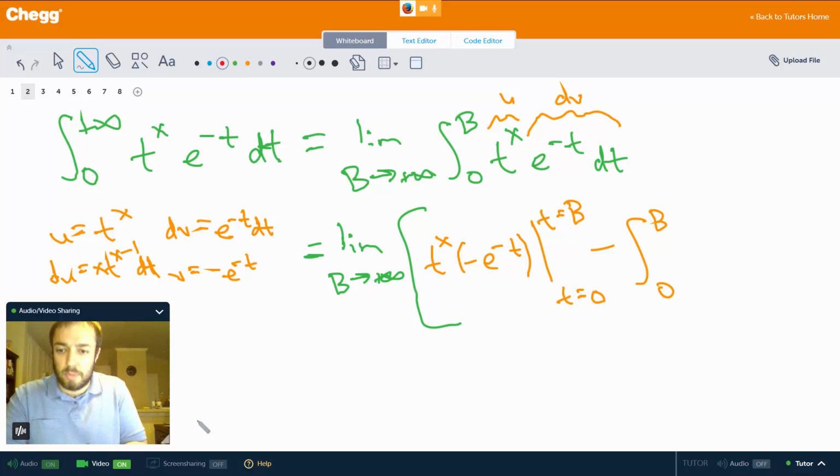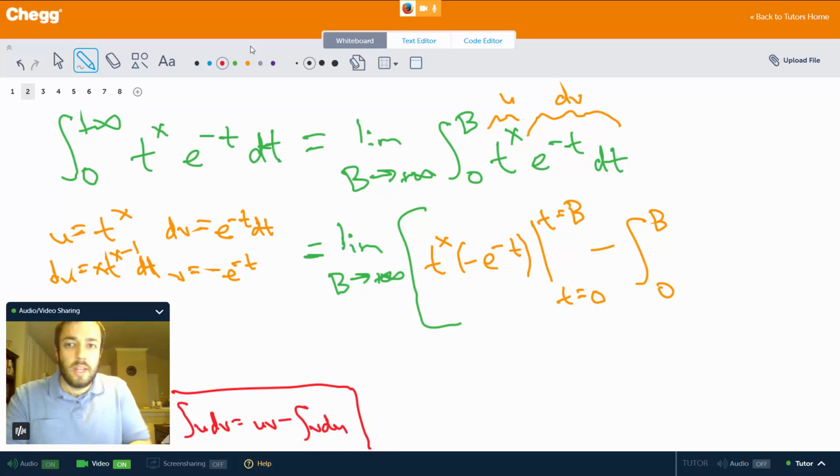Okay, so remember the integration by parts formula says the integral of u dv equals uv minus the integral of v du. So this is exactly what we're using here. And continuing this, we have negative e to the negative t. du is x t to the x minus 1 dt. And then we're going to close our big old square bracket.